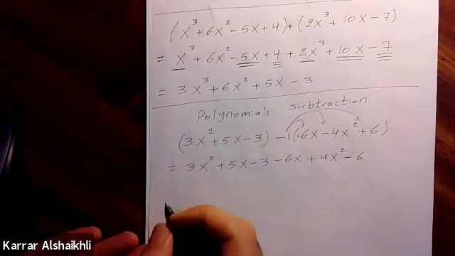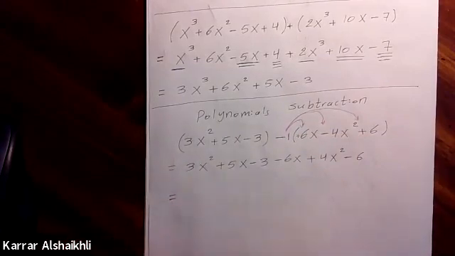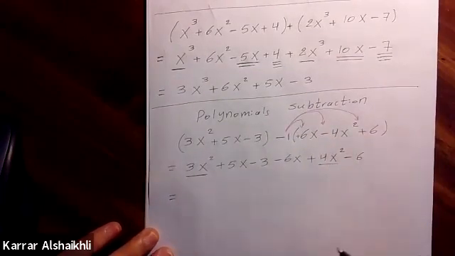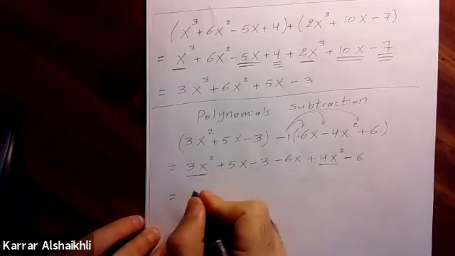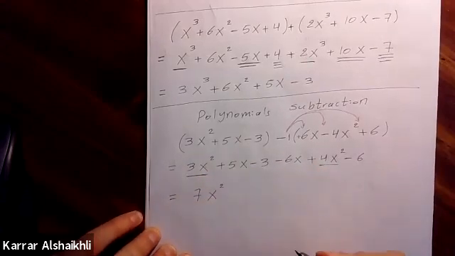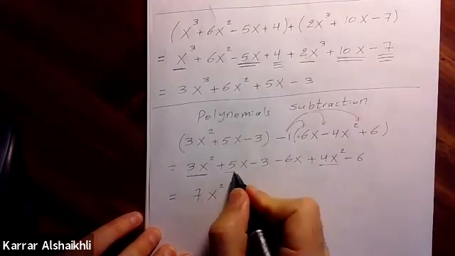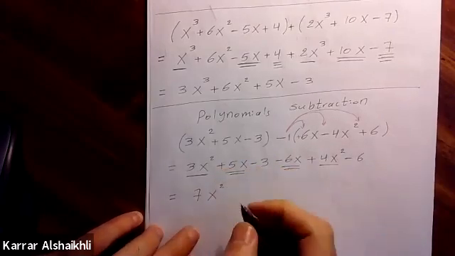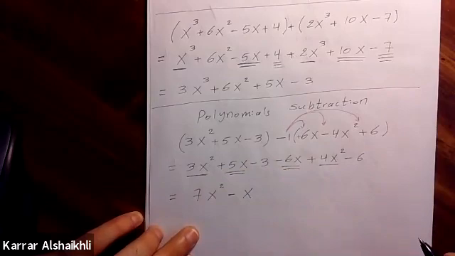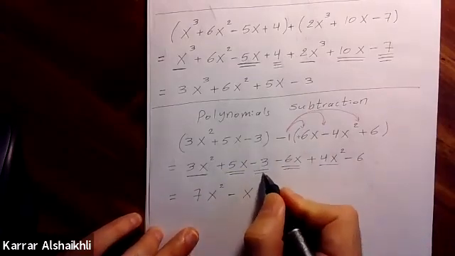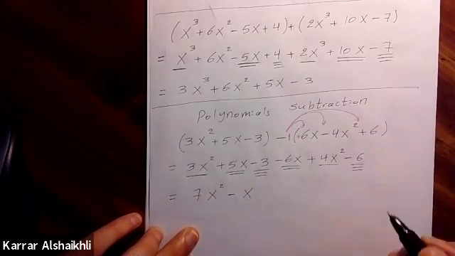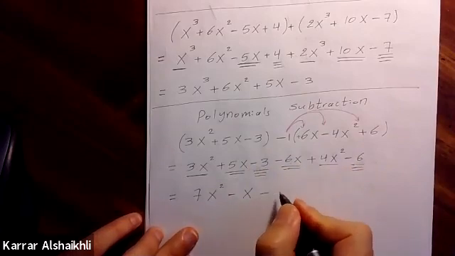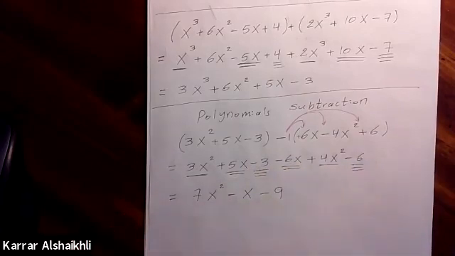Then the next step, you're going to combine the like terms. This one is similar to this one. So 3 plus 4 is going to be 7x squared. X with the x: 5 minus 6 is going to be -1x. That means -x. And the number by itself, -3 minus 6 is going to be -9. This is the final solution.